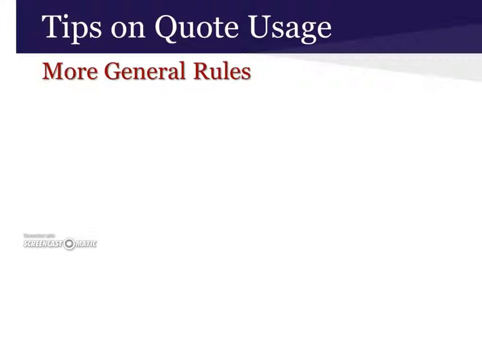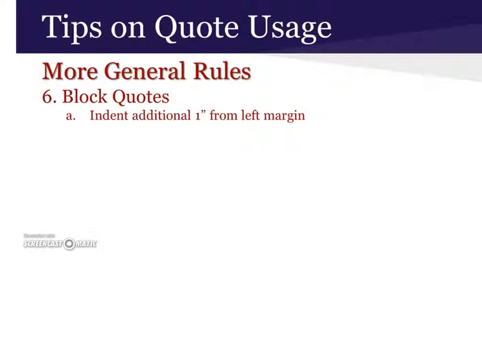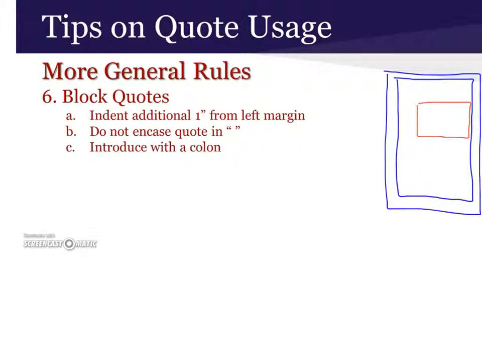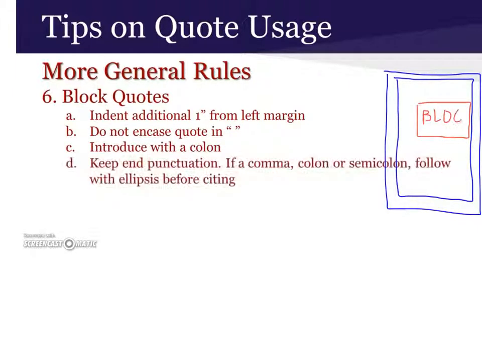Now a couple words about block quoting. Block quotes are always indented an additional 1 inch from the left margin. That means they will be 2 inches from the left edge of your paper. When you use a block quote, the indentation takes the place of quotation marks. Thus, you do not use quotation marks unless they are part of the piece you are quoting. Typically introduce a block quote with a colon. For block quotes, also keep the end punctuation even if it's a comma, a colon, or a semicolon. If it is one of those 3, a comma, colon, or semicolon, follow it additionally with an ellipsis before citing.